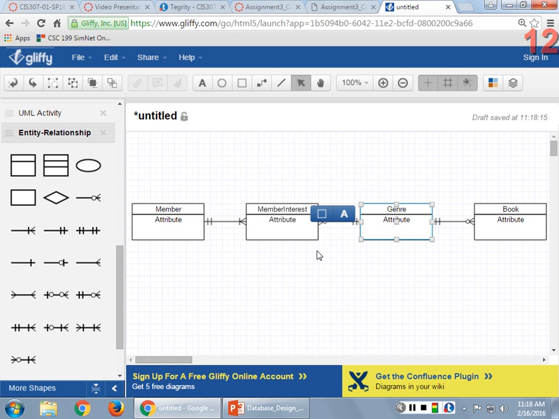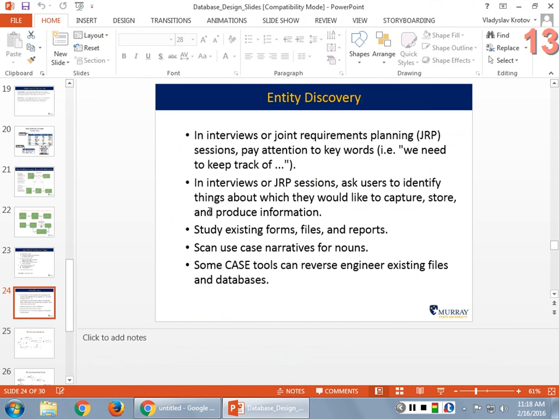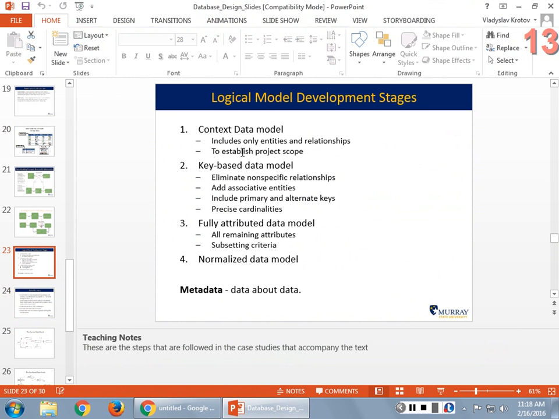So once again, we don't worry about attributes now. We're just creating a sketch, right? We're creating a rough draft of our final ERD model, okay? Okay, so this is first step, context data model. Now, second model says key-based data model. So again, you don't worry about all attributes. Just try to keep things simple at first.